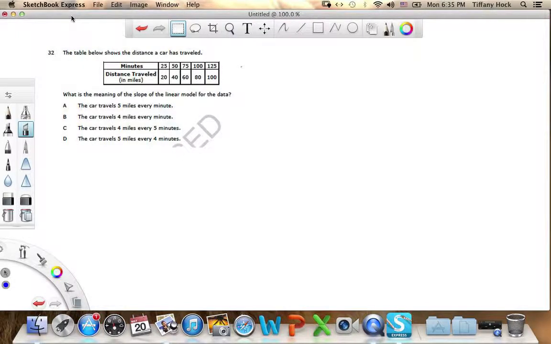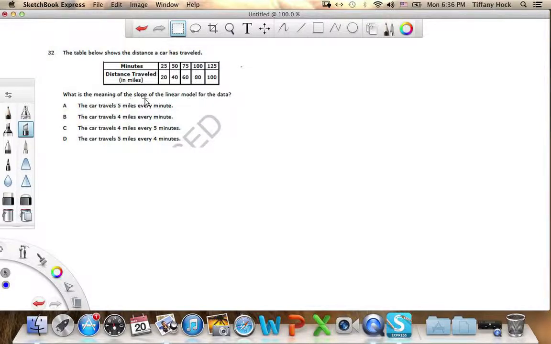Question number 32 says the table below shows the distance a car has traveled. So if you look at the table, it gives us the minutes that the car has been traveling, and then the distance the car has been traveling. Okay. Now, as we look at this, the question here is, what is the meaning of the slope of the linear model for the data?